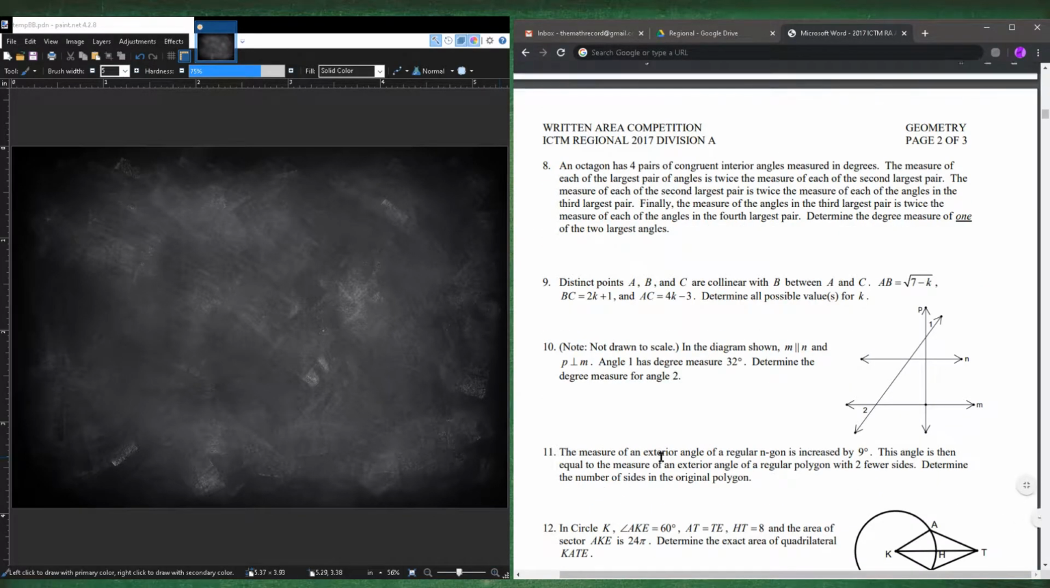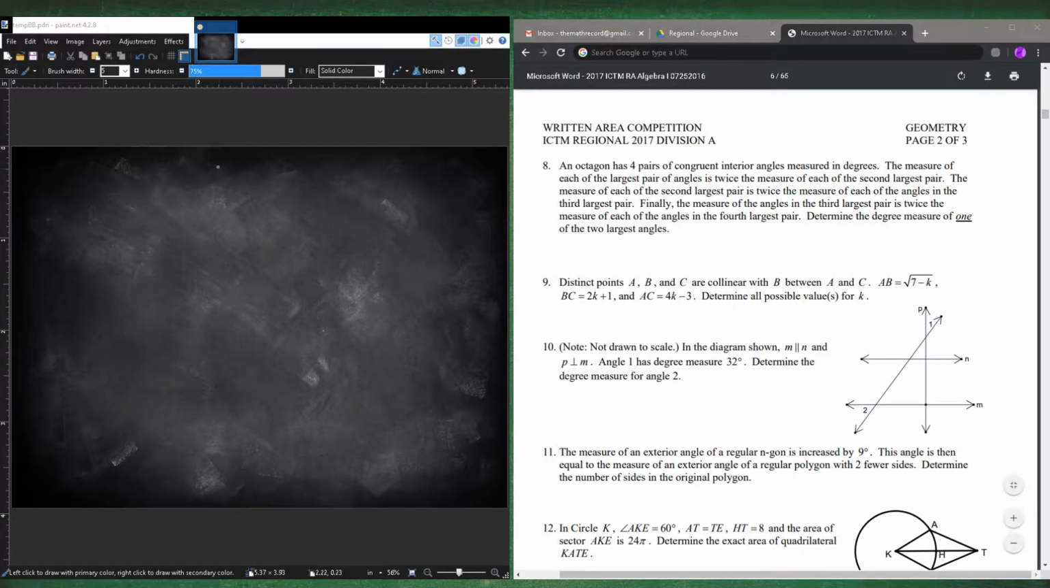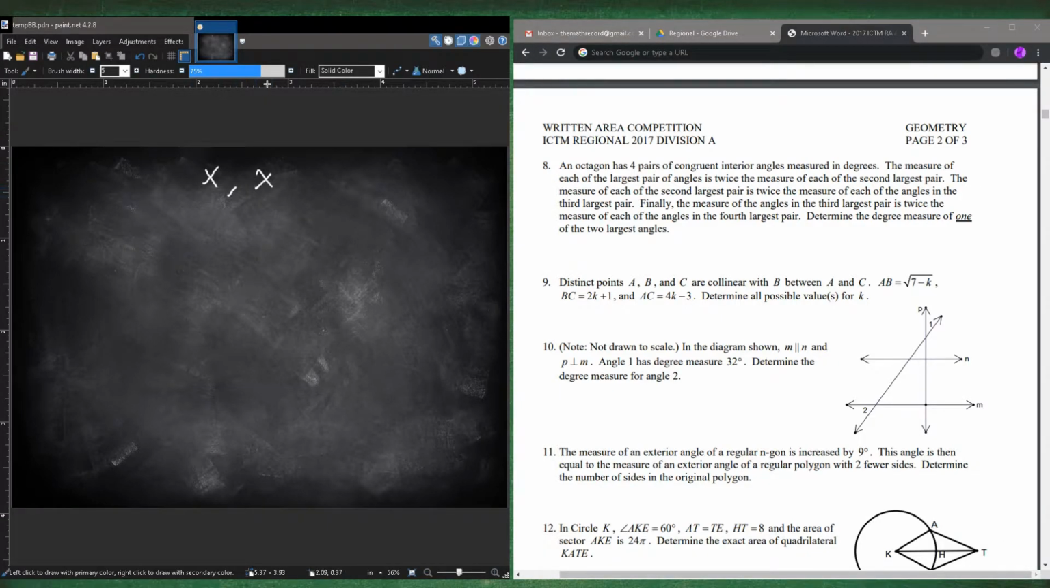Okay. 8. An octagon has 4 pairs of congruent interior angles. Okay, so we have 4 angles that are this. We have 4 pairs of congruent angles. So there's 4 different angles, and then each of them has another one that's the exact same. The measure of each of the largest angles is twice the measure of the second largest angle, right? So let's say our largest angle is x, right?